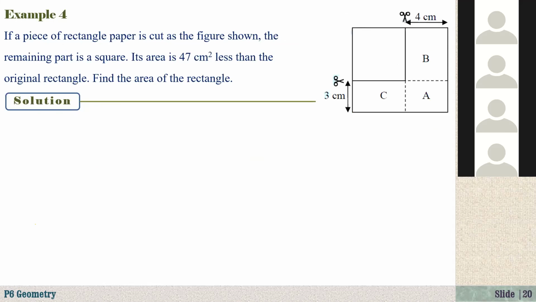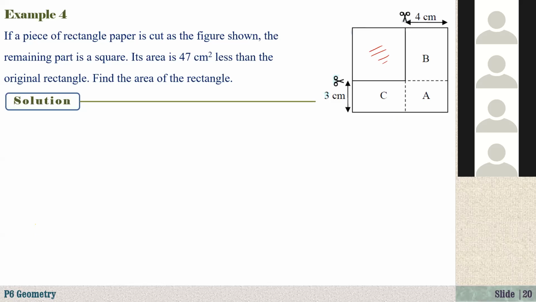Okay. Question example 4. Let's do this together. You will try the next question then. And also you have some idea. If a piece of rectangle paper is cut as a figure shown, the remaining part is a square. The remaining part means here, right? The remaining part is here. And its area is 47 centimeters squared less than the original rectangle. Find the area of the rectangle.